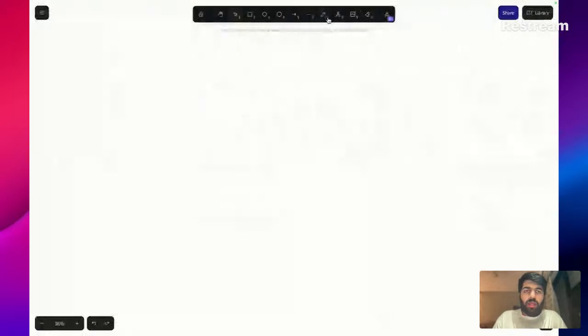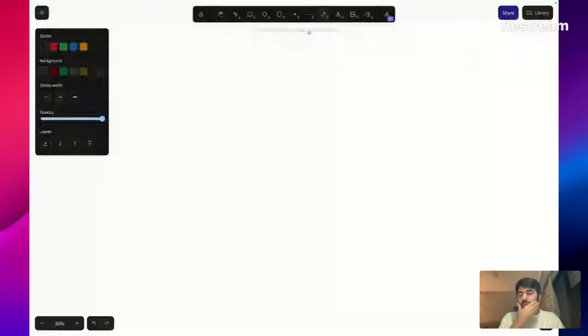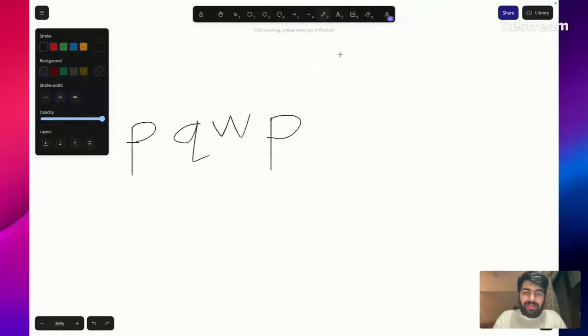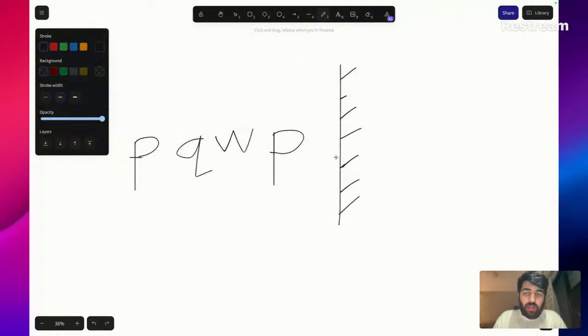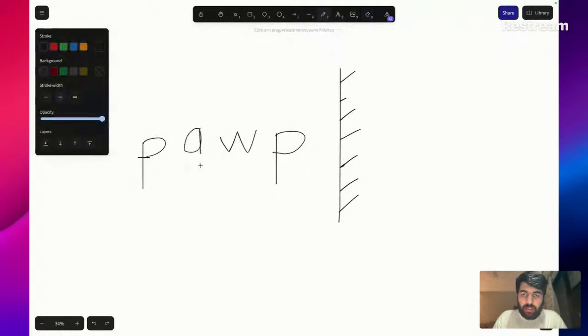Now coming to B. It was a very badly written question. What you had to do was, you are given a string that only consists of P, Q, and W. Let's say I put a mirror here. What is going to be the mirror image of this string? Q isn't like this, Q is just this. Sorry, my bad. Q is just a reversed P. W will remain a W.